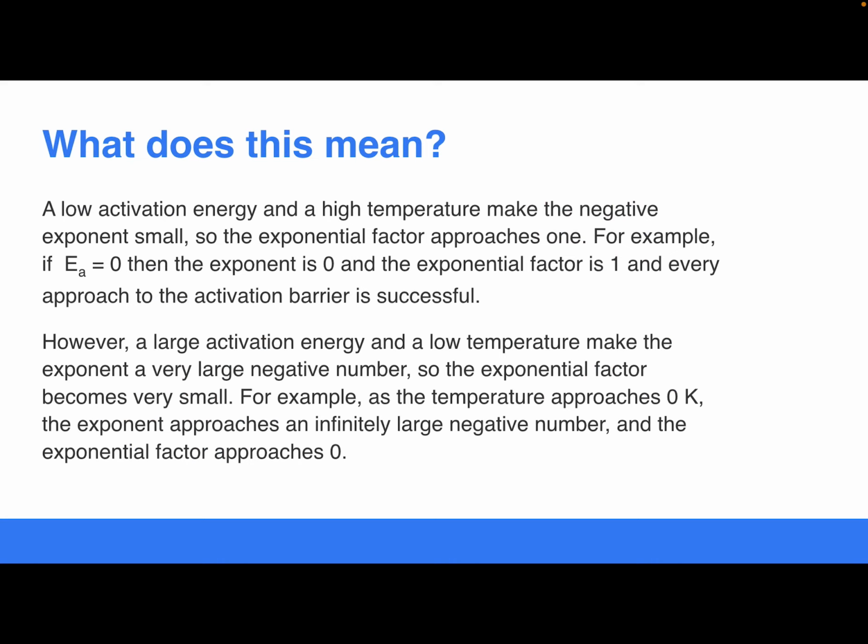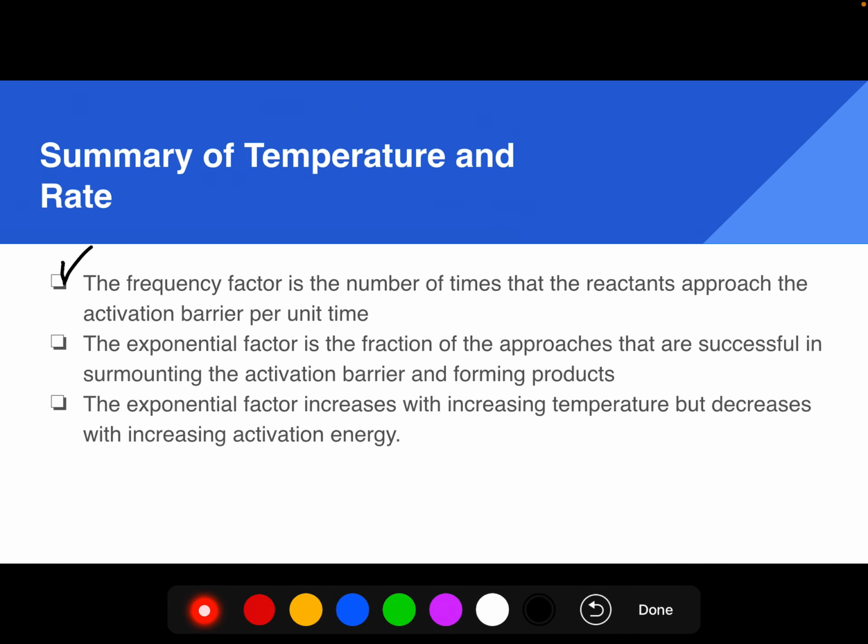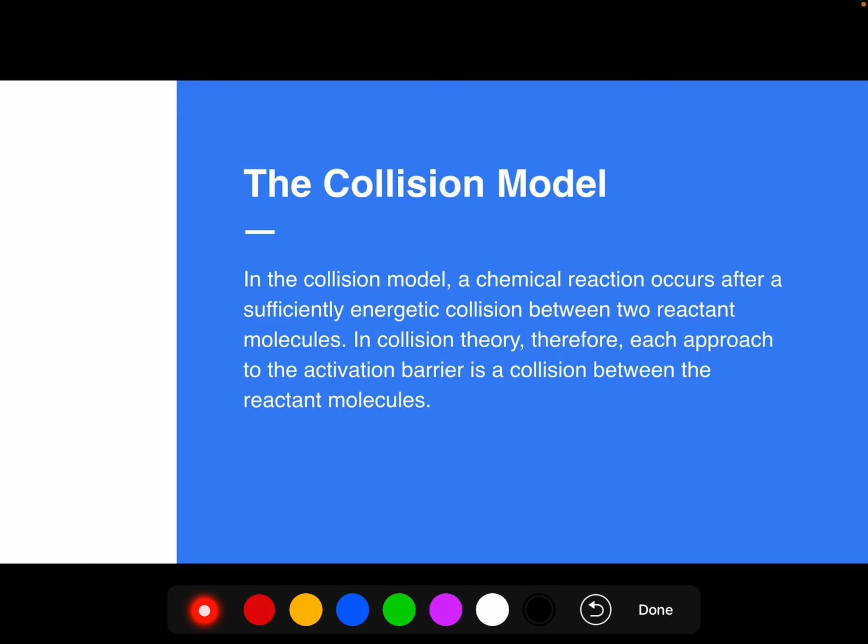So what this means is a large activation energy and a low temperature make it really hard for the reaction to proceed. However, if you have a high temperature or a low activation energy, more will get over, and so that's why raising the temperature typically allows the reaction to proceed more quickly. So all of these attempts at getting over, the exponential factor is the percentage, and temperature is going to help get over. Yeah, we talked about all those.